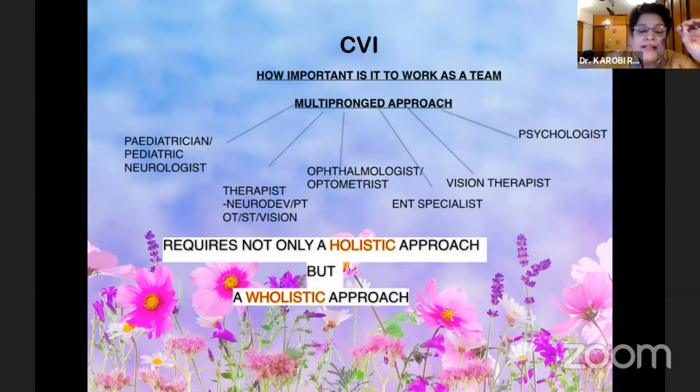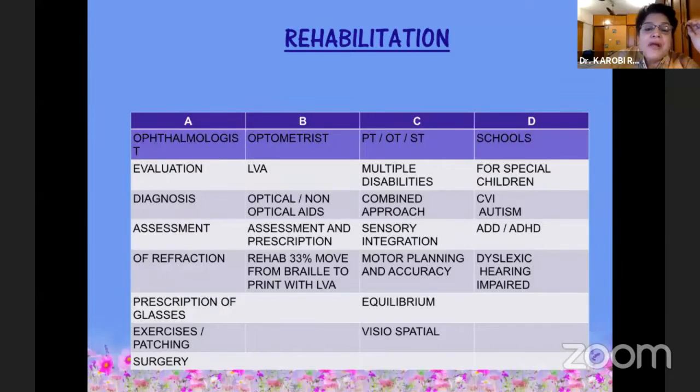Now, in a CVI, it is a multi-pronged approach. You have to work as a team, a holistic approach, where you involve not only the pediatrician, the pediatric neurologist, the ophthalmologist, the ENT specialist, the psychologist, the vision therapist, and the other neurodevelopmental therapies in the forms of PT, OT, speech therapy and vision therapy. Here for the vision, we require the ophthalmologists, the optometrists, the therapists, and the schools, which are very important for giving them the rehabilitative measures.